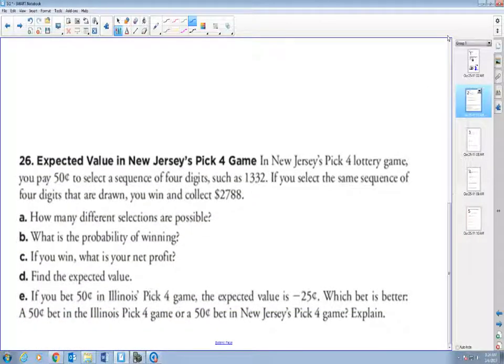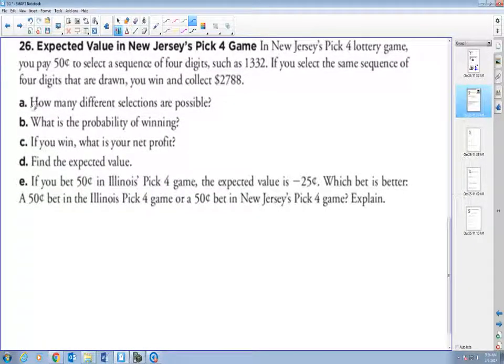All right, this is a very interesting problem. I want to talk about this problem, and then we will do some from the textbook regarding expected value. So let's say this New Jersey Pick 4 lottery game. You pay 50 cents to select a sequence of 4 digits, such as 1332, for example. If you select the same sequence of 4 digits that are drawn, you will win and collect $2,788. So how many different selections are possible?